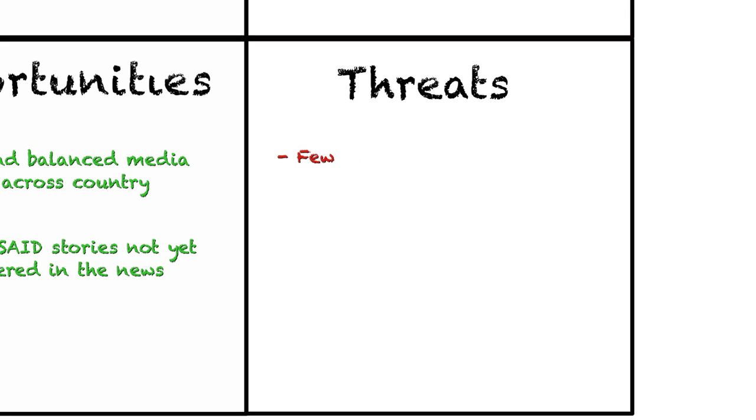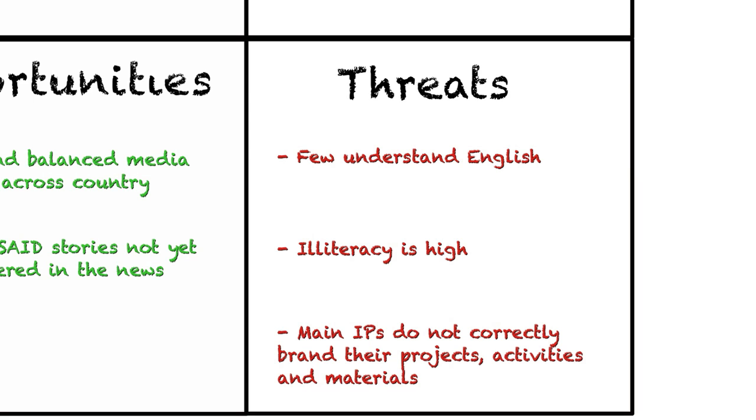Maybe you have a population where few understand English and illiteracy is high. That's a problem that could be insurmountable if your DOC office loses the FSN fluent in host country languages. Similarly, if your main implementing partners do not correctly brand their products, activities, and materials, despite having been trained extensively, you might find yourself running into a brick wall.